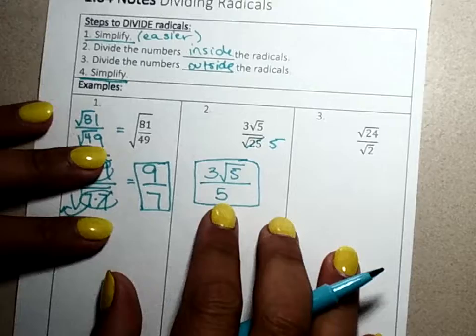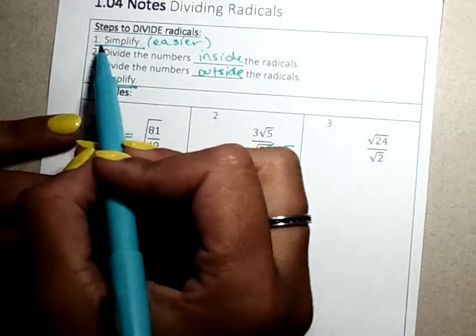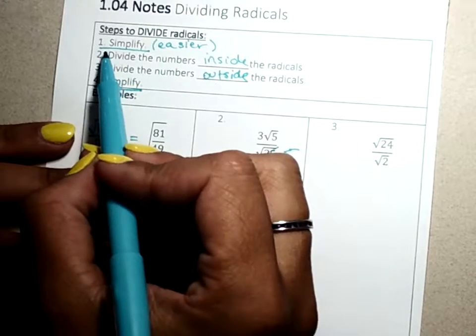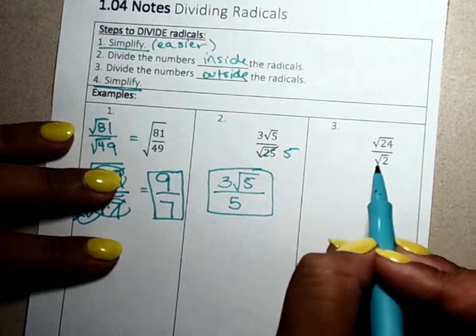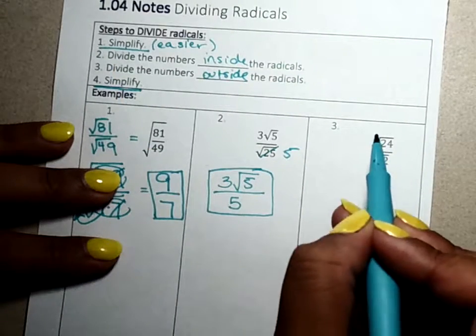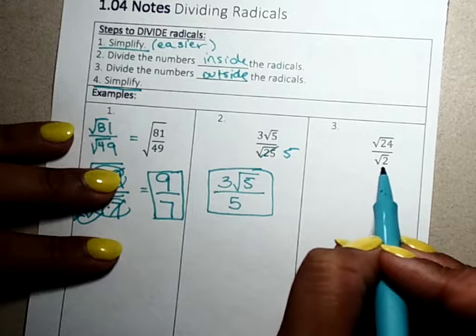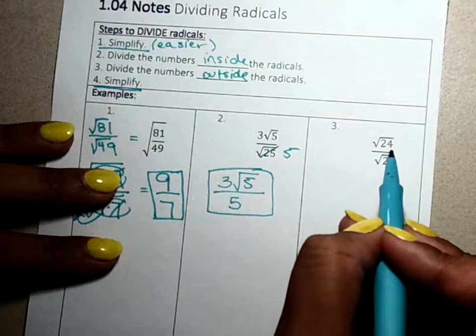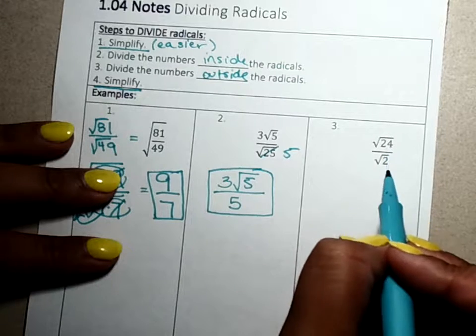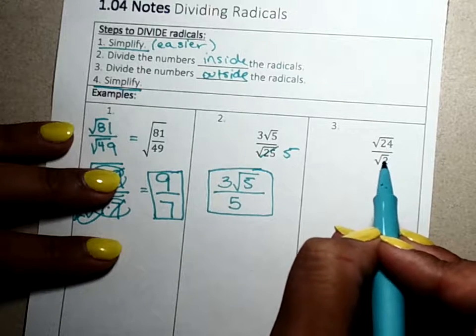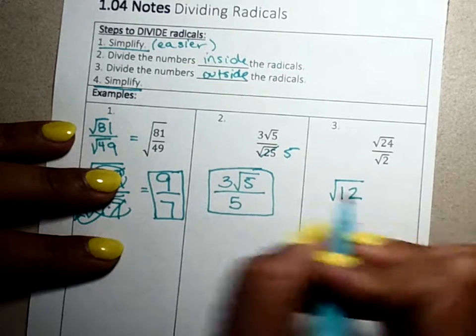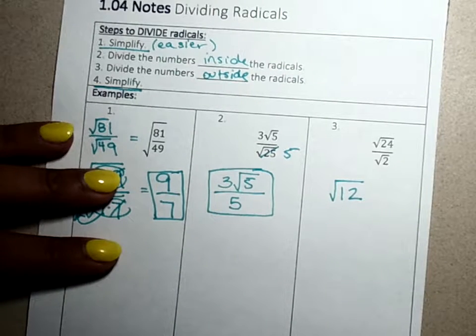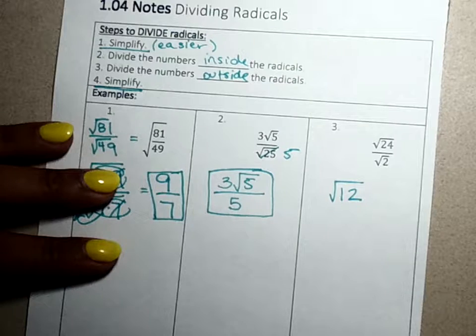Number 3. For this one, I'm going to go to step 2 because I noticed that they're both in radicals, and I noticed that 24 and 2 can be divided. I know that 2 goes into 24 because it's an even number. It ends in 4. So 24 divided by 2 is 12. And I keep my radical.